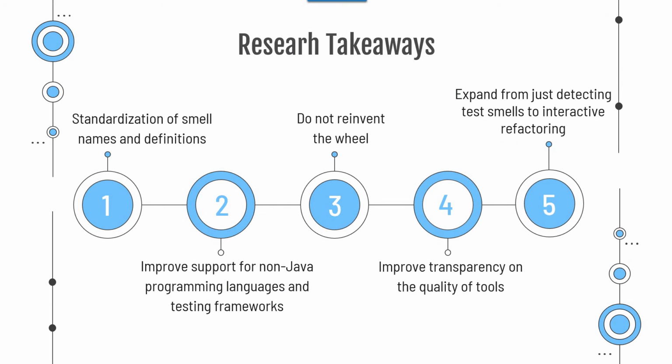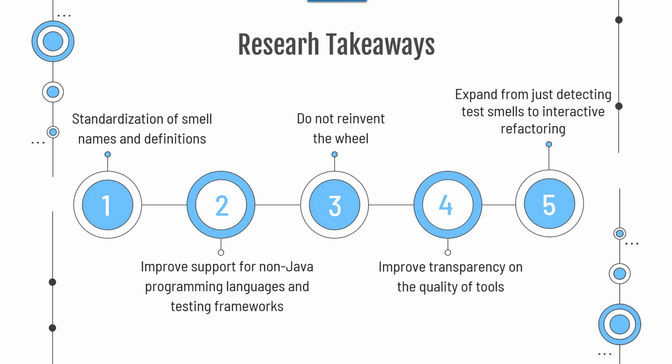The first takeaway is standardization of the smell names and definitions. From our RQ1, we observed an overlap of the smell types detected by the tools. For instance, Assertion Roulette is detected by 6 JUnit-supporting tools. Second, improving support for non-Java programming languages and test frameworks. Our RQ2 finding shows that most of these tools are limited to supporting Java systems that utilize the JUnit testing framework, therefore narrowing test-smell research to Java systems.